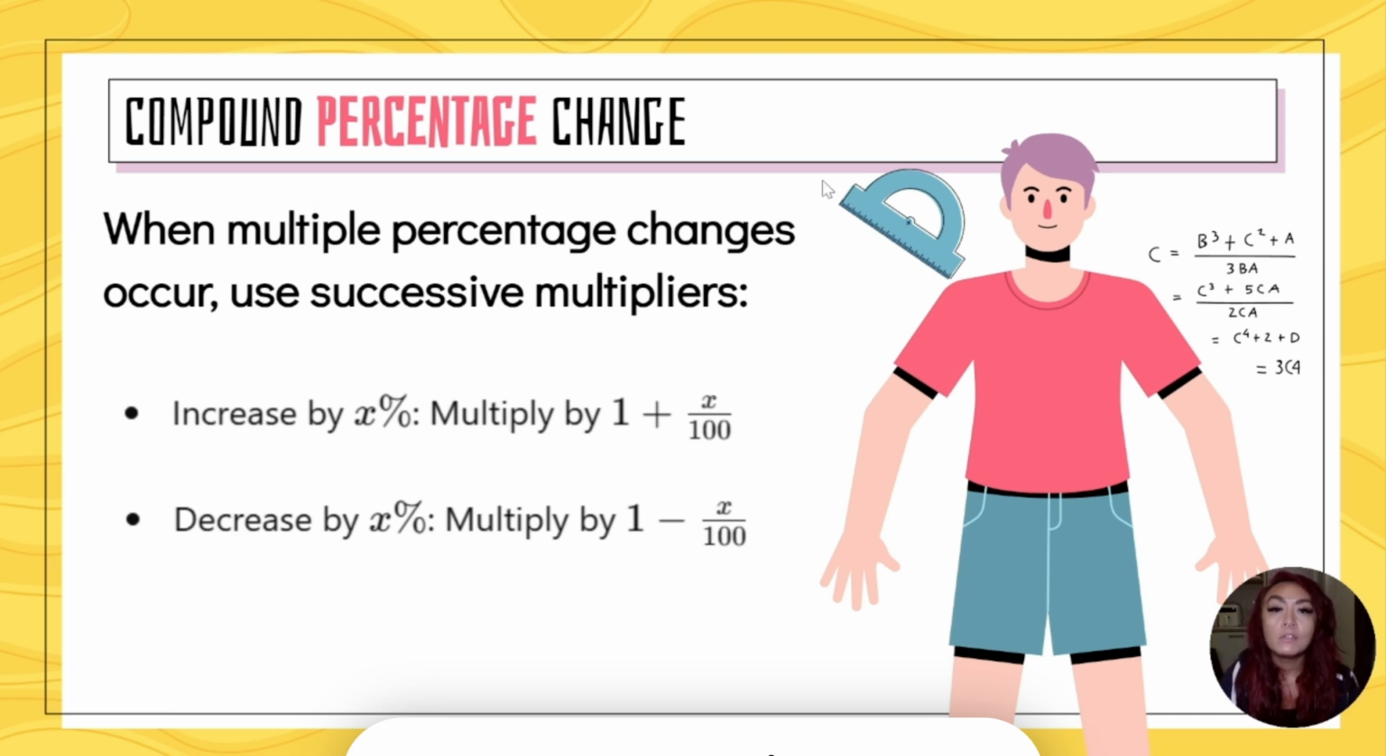Compound percentage change is something you're going to see in some of these word problems. When multiple percentage changes occur, you'll use successive multipliers. If we're increasing by X%, you multiply by 1 plus X over 100. If we're decreasing by X%, you multiply by 1 minus X over 100.